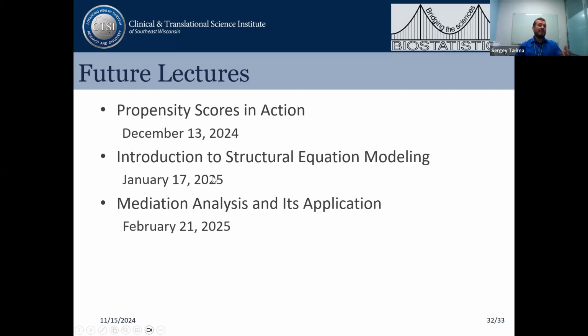Future lectures will be in December, January, and February. We will continue talking about causal inference. The next presentation will be on December 13th: propensity scores in action. Dr. Aniko Zabo will be showing more details about propensity scores, and she will show an example of how this is applied in real-life settings.